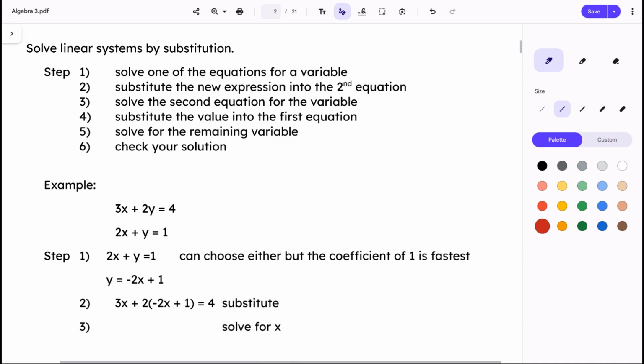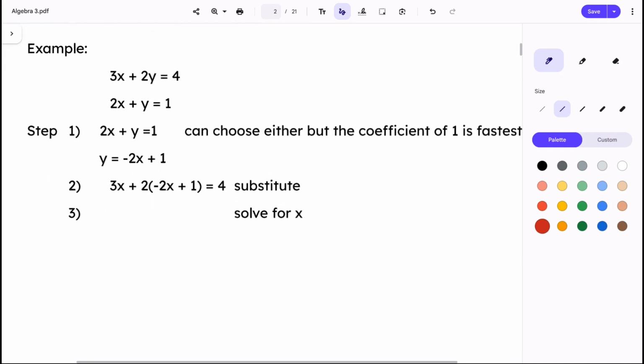Once you get it solved for, then you start your substitution process. You're going to plug that quantity in for the other equation in place of that variable that you solved for. What that will do is it'll get rid of the double variables. You'll be able to solve for whatever other variable you have, and then you can go back and find the other answer.